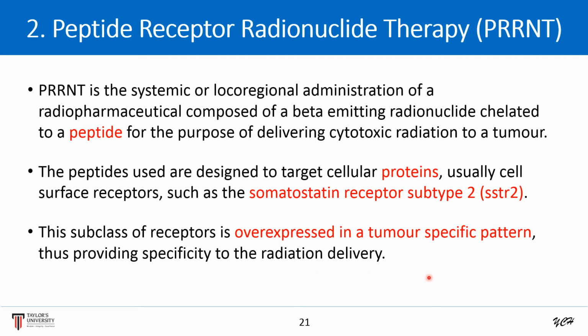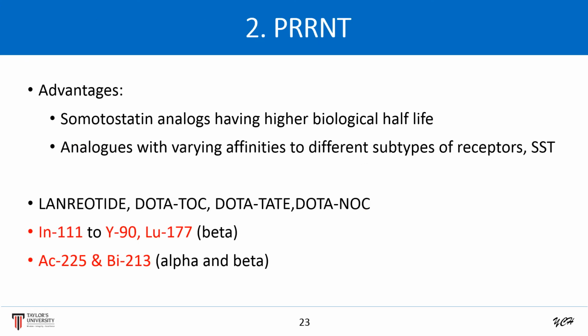This subclass of receptors is overexpressed in a tumor-specific pattern, thus providing specificity to the radiation delivery. So the concept is similar to radioimmunotherapy, except that now it has expanded to cellular proteins, which can target more types of tumors and not only rely on the body's immune system. And the advantage of PRRNT compared to radioimmunotherapy is that the somatostatin analogs have higher biological half-life, and the analogs have varying affinities to different subtypes of receptors, meaning that it can target more cancer cells.